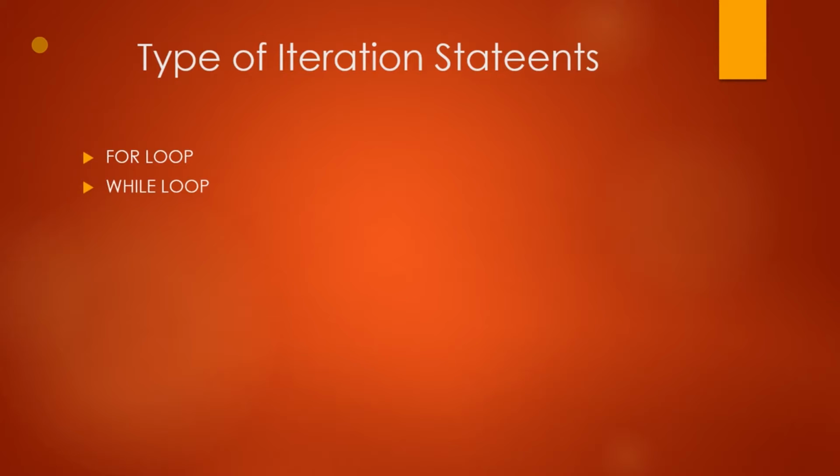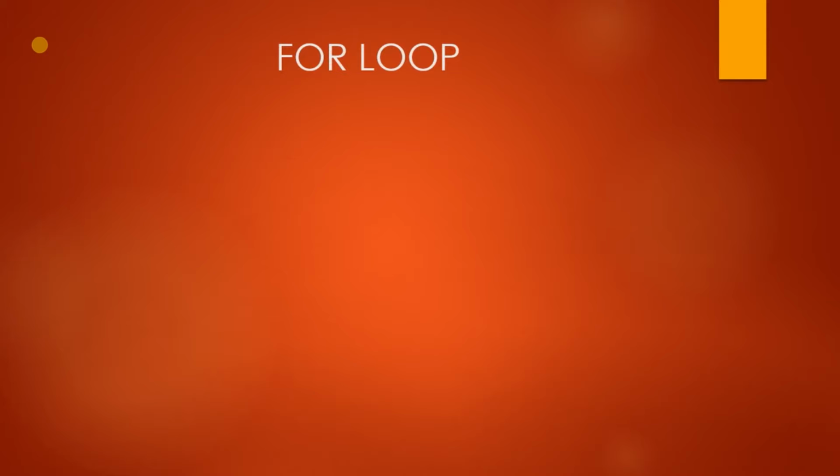Now iteration statements are also known as looping statements. The two types of iteration statements or looping statements in Python are for loop and while loop. So in this lecture we will be dealing with for loops. Now first of all we need to understand the syntax.